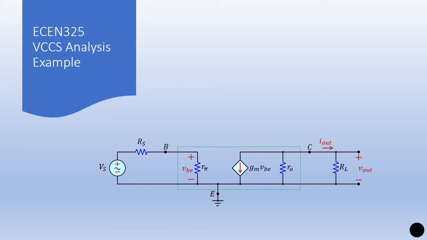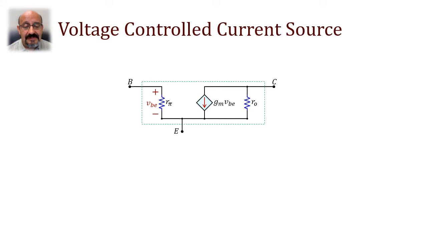This is an example of a circuit containing a voltage-controlled current source, useful to model a circuit with bipolar junction transistors. In the second half of the semester, we are going to study bipolar junction transistors.